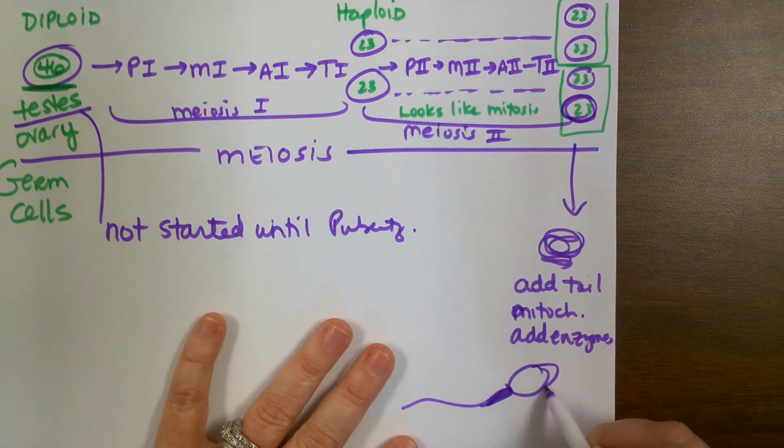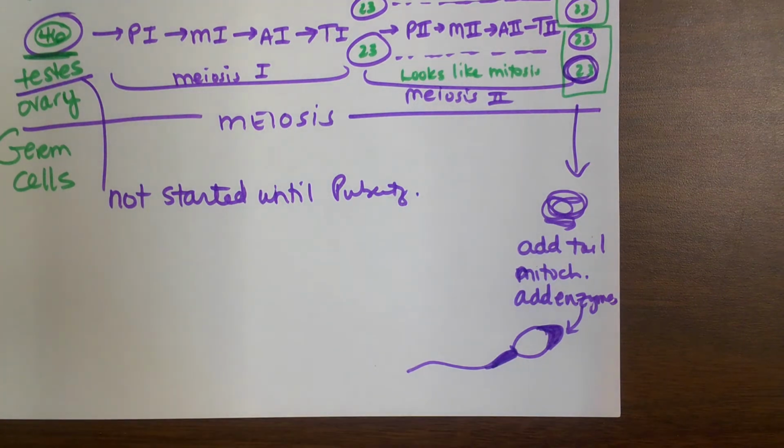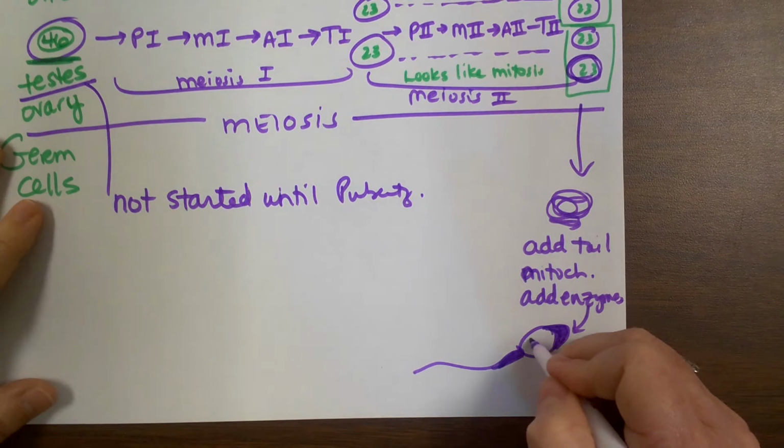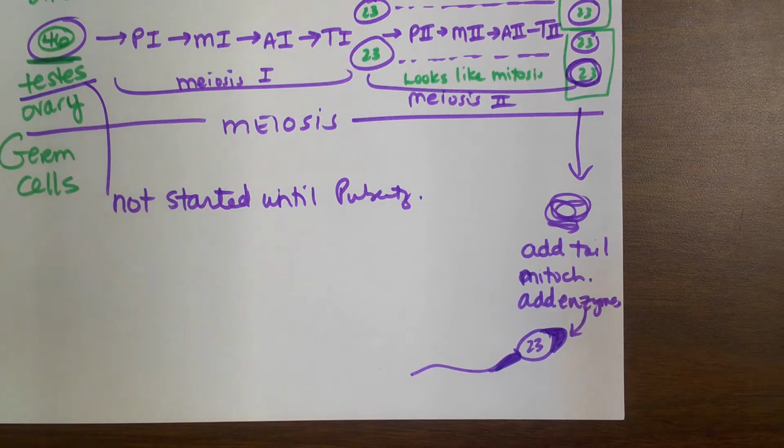to help it grow. Help it move. And then at the tip of the sperm cell are enzymes. And these enzymes are specifically made to break through the barrier of the oocyte because his job is to hopefully deliver his 23 chromosomes to whatever egg he comes in contact with.